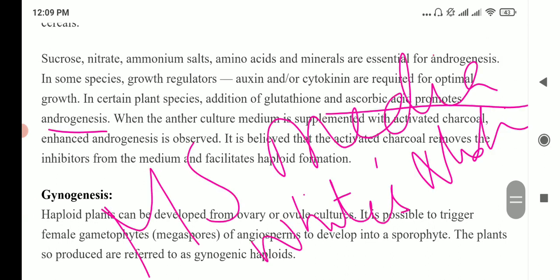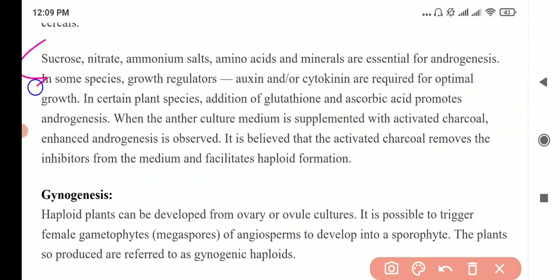Sucrose, nitrate, ammonium salts, amino acids, minerals are essential for androgenesis. Just like your normal plant, when you grow at home, you require macronutrients and micronutrients, same. And then you require growth regulators like auxins to produce roots and cytokinins to produce shoots. Addition of glutathione and ascorbic acid, these are vitamins, promote androgenesis. So even you and me, we require vitamins, isn't it? Same here, plants also require these vitamins.